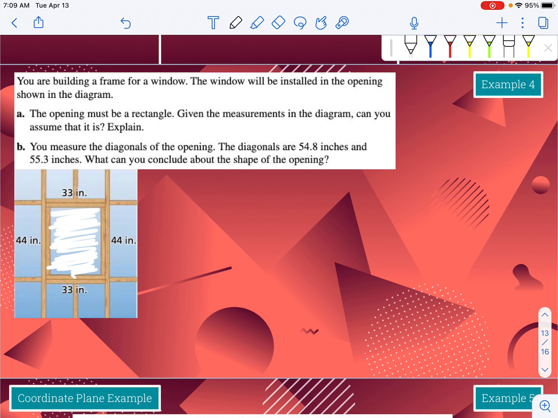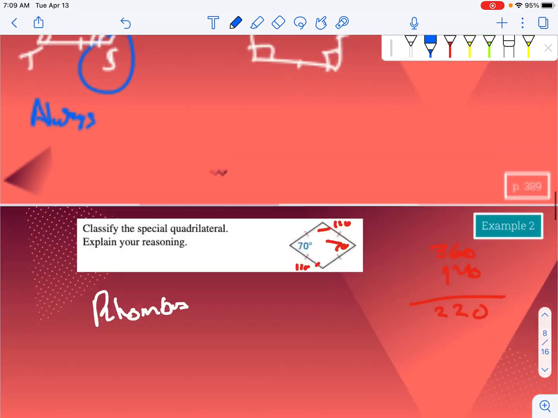Well, right away what we should see is that these opposite sides are the same. I mean, we can tell pretty quickly, so we're on the right track. We see that these opposite sides are the same as well. Now, with our definition of a rectangle, is that all that we need? Is that the opposite sides are the same?